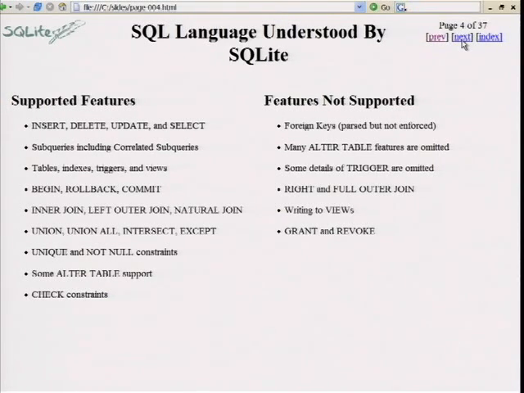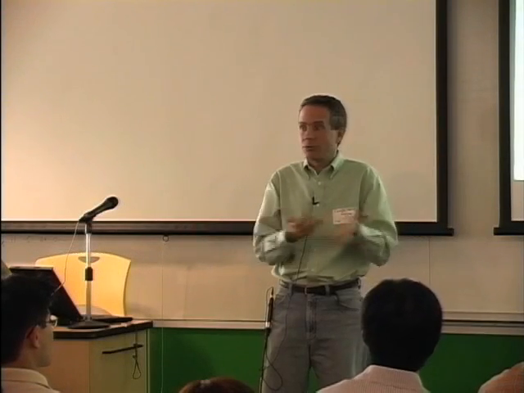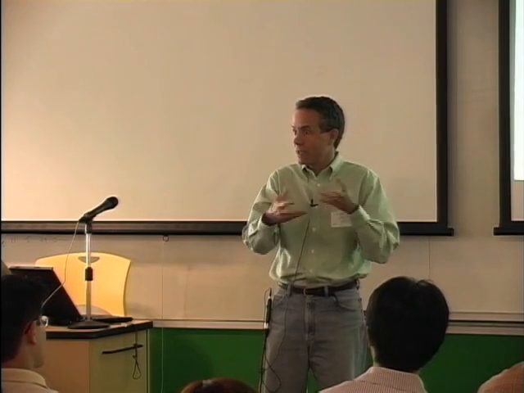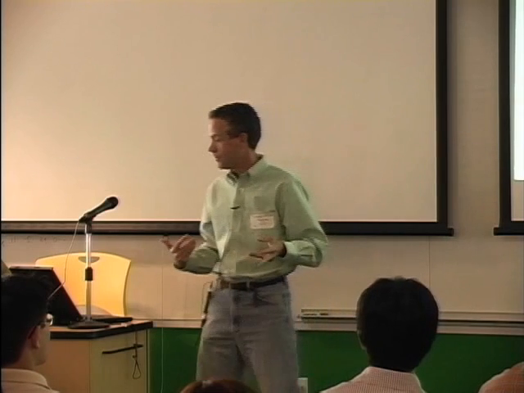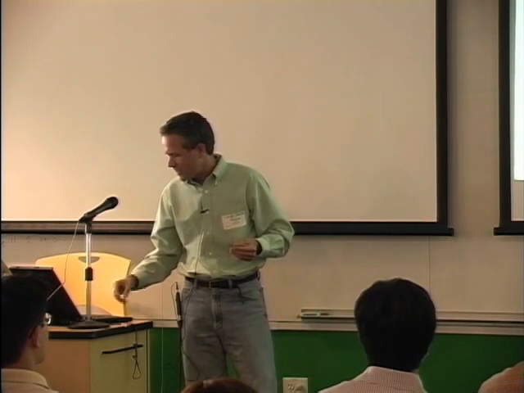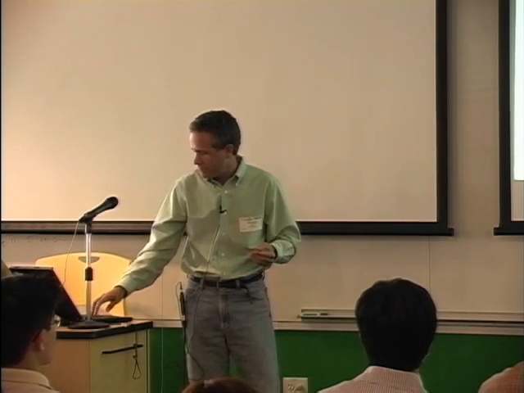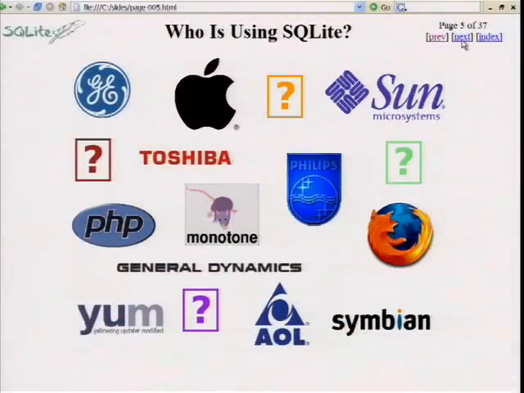You can't write to a view. And some people get really upset that you can't grant and revoke, but that doesn't really make sense on an embedded database. We're writing to a disk file. If you can read and write the disk file, then you can do anything you want by just doing fopen, and so what would grant and revoke really buy you? But it has all the other features, and in particular, it gives you atomic or ACID transactions, which is a very important feature. Now, who's using it right now?